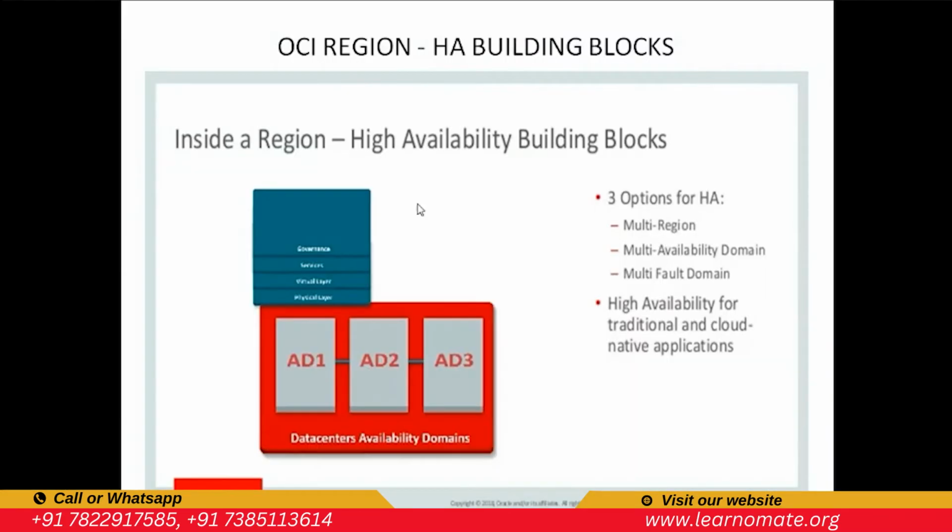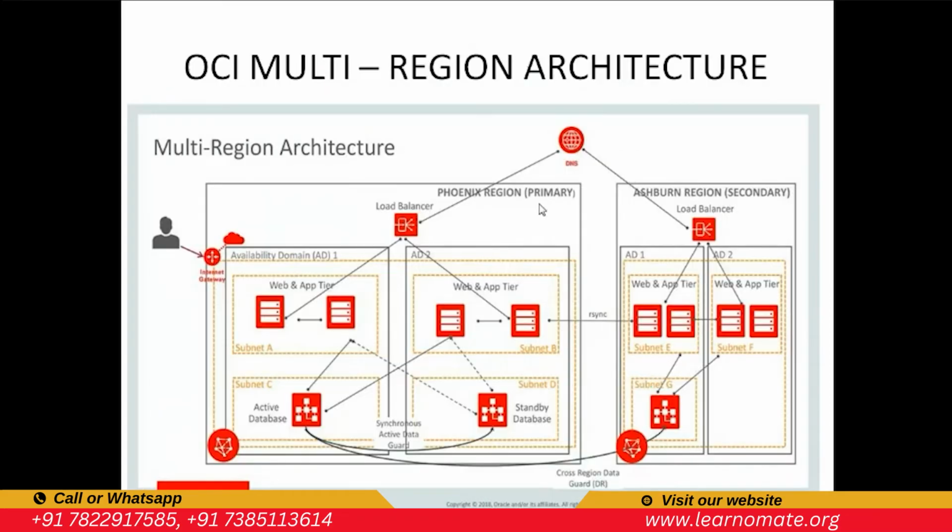That is what they say here: high availability for traditional and cloud native applications. So for both on-premise applications as well as cloud native applications, this is very available. This is how the multi-region architecture works: we can consider the Phoenix region as the primary and Ashburn as the secondary. We can maintain my database here and my standby here between the regions, or between the ADs within the same region as well.